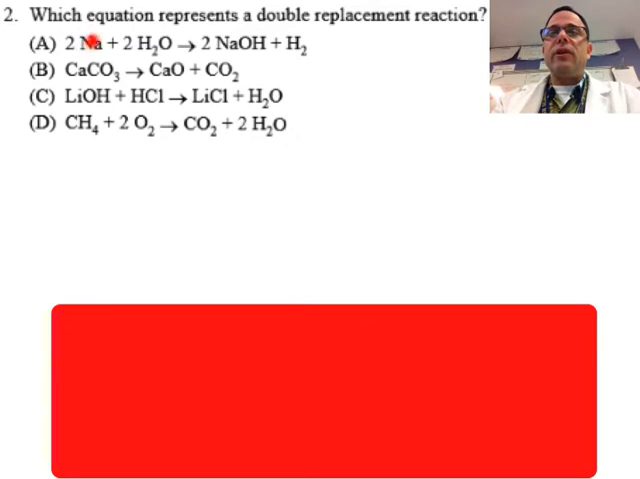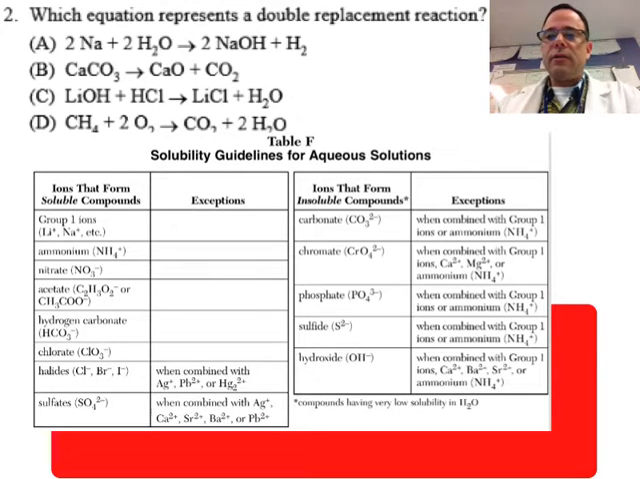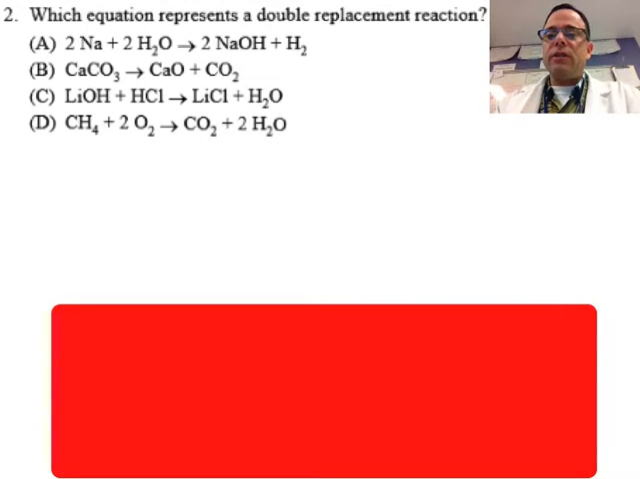So here we have sodium with water, and now we have sodium hydroxide and just hydrogen. We're not seeing two replacements. Here we have calcium, what is that? That's calcium, what's CO3? Carbonate. All right. We have calcium carbonate, and then it becomes calcium oxide and carbon dioxide. I do not see double replacement. In fact, I see this one substance breaking up into two. This would actually be a decomposition.